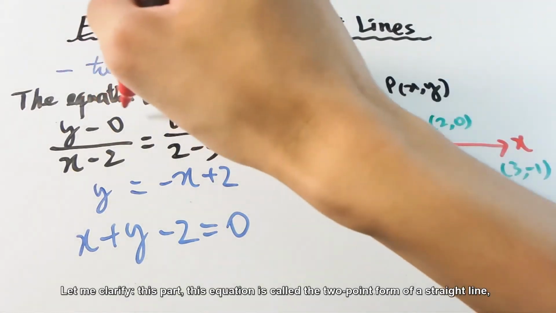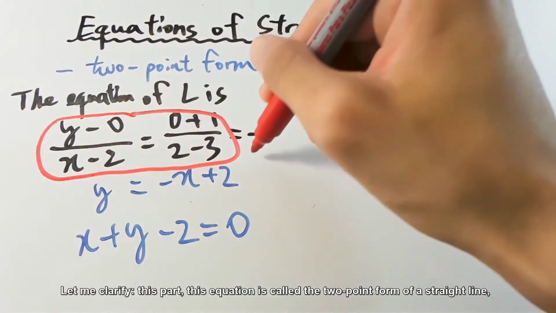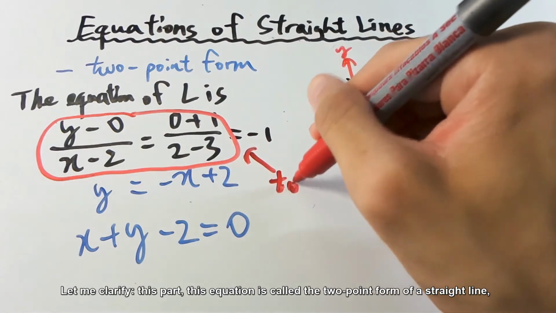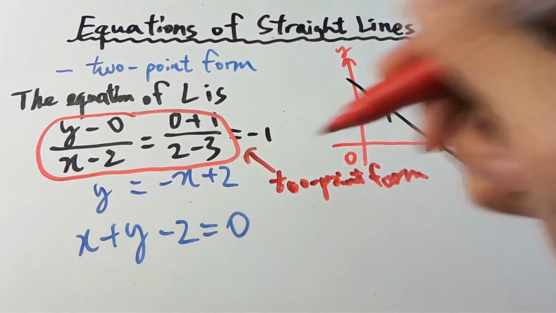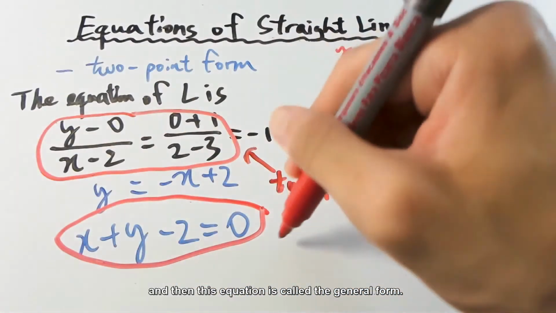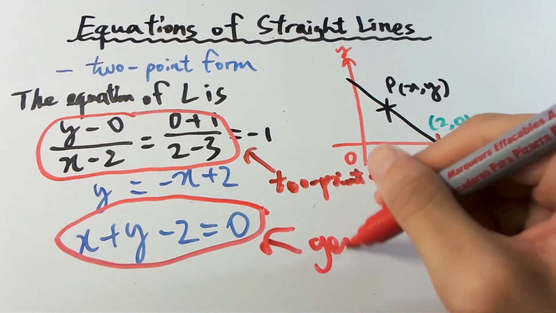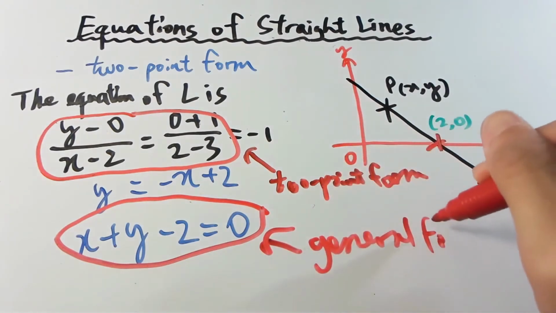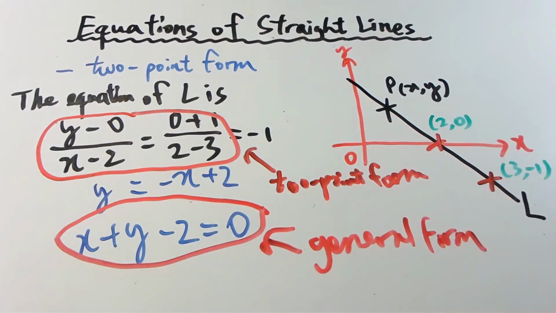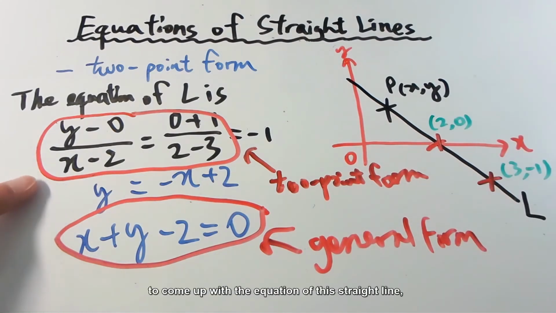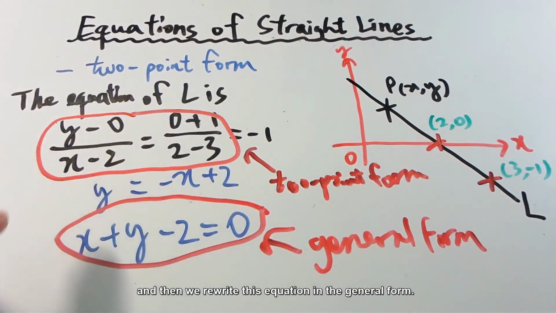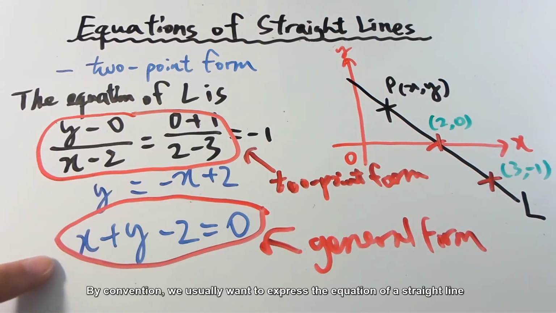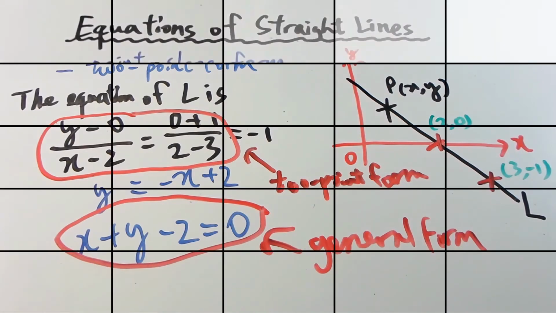Let me clarify. This equation is called the two-point form of a straight line. And this equation is called the general form. We first make use of the two-point form to come up with the equation of this straight line, and then we rewrite this equation in the general form. By convention, we usually want to express the equation of a straight line using the general form.